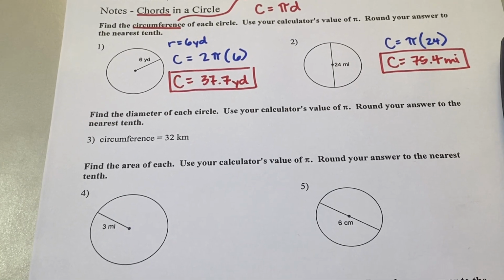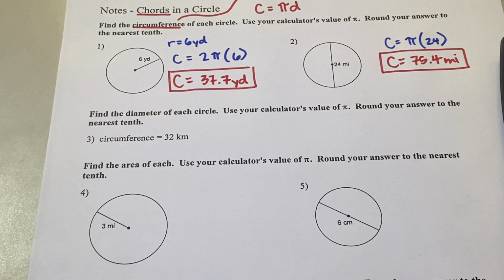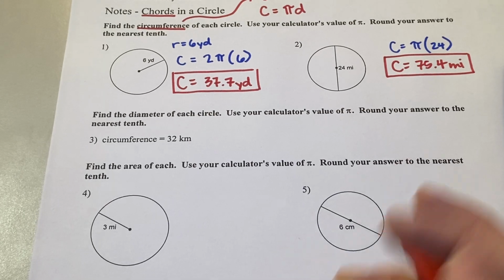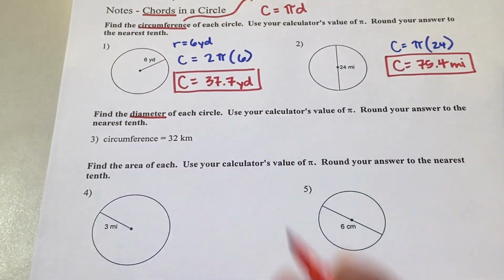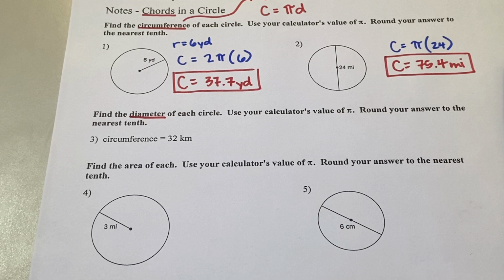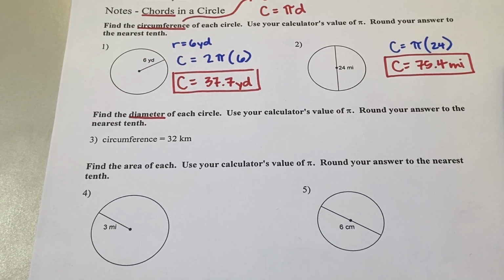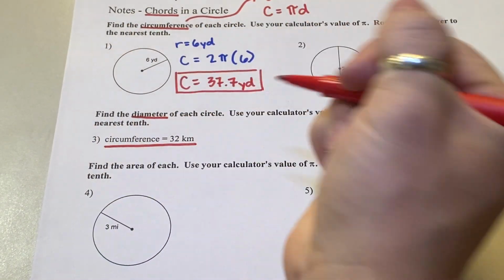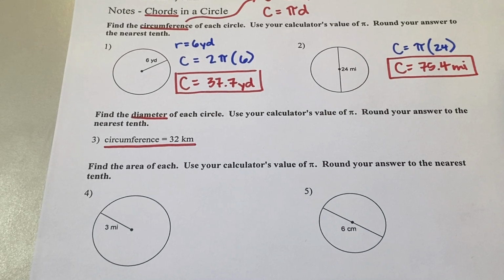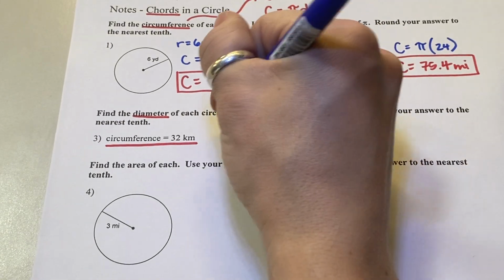What are we trying to find here? It says find the what? Area. Oh, for number 3, the diameter of each circle. Good. Okay, so it wants us to find the diameter. What's it giving us? The circumference. The circumference, okay? We already know what the circumference is. We're not solving for the circumference like we were just doing. We're going backwards.